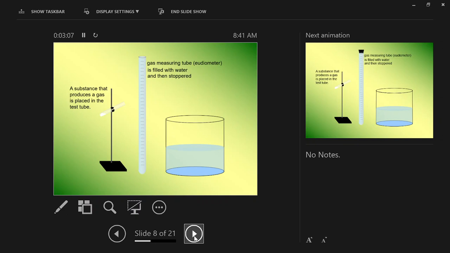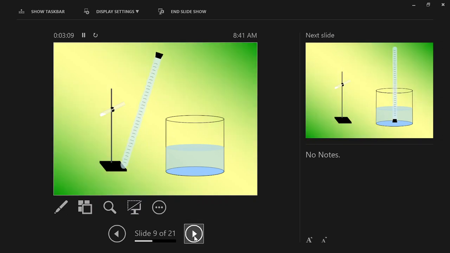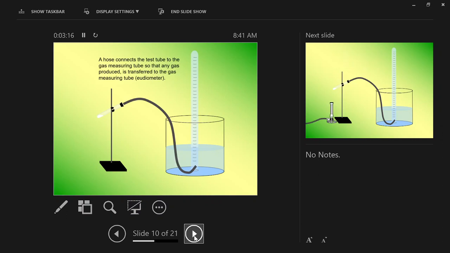Then we stopper it. We turn it upside down and put it into the water. Then, under the water, so this requires getting your hands wet, you remove the stopper. So now you have this tube, and you connect a hose from the test tube that contains the stuff that's going to react. There goes the hose, it gets fed under and up. Again, you're getting your hands wet, and this is going to allow the gas to move into the eudiometer.